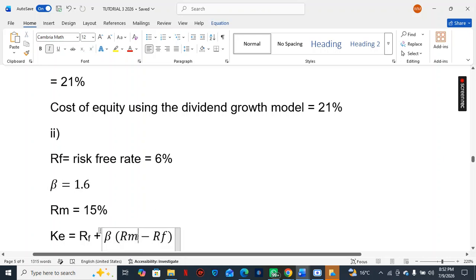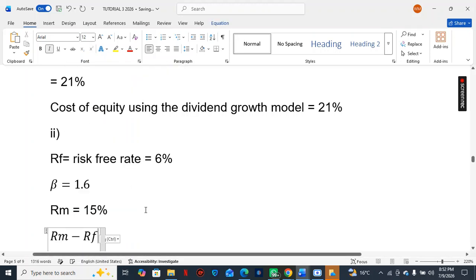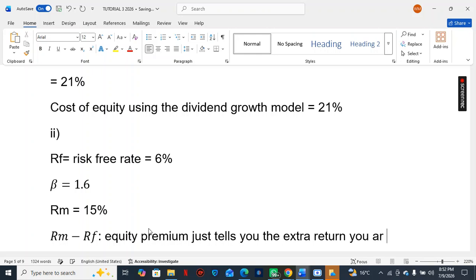Then this RM minus RF is what is called your equity premium, or risk premium, as other books will say. It's just telling you the extra return that you're getting for taking on risk. Equity premium just tells you the extra return you are getting when you take on a risk.